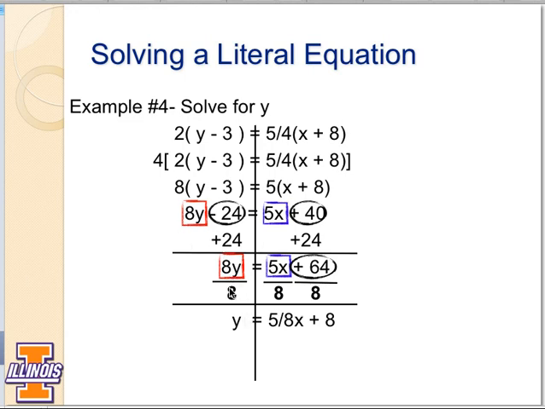The 8's in front of the y cancel out, so I'm left with just y. 64 over 8 divides out and becomes 8. And 5x divided by 8 doesn't reduce, so I leave it 5/8 x. So the equation solved for y is y equals 5/8 x plus 8.